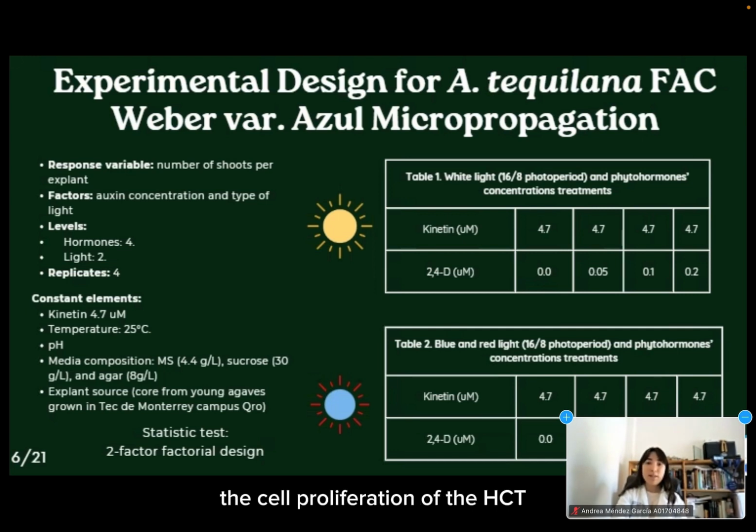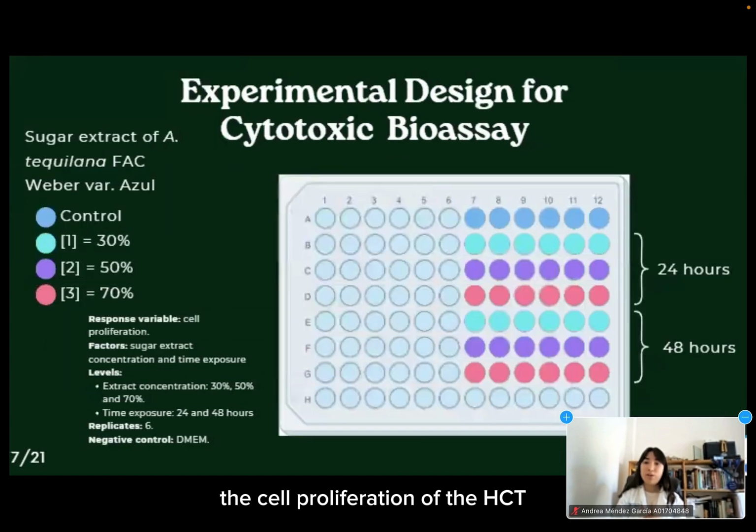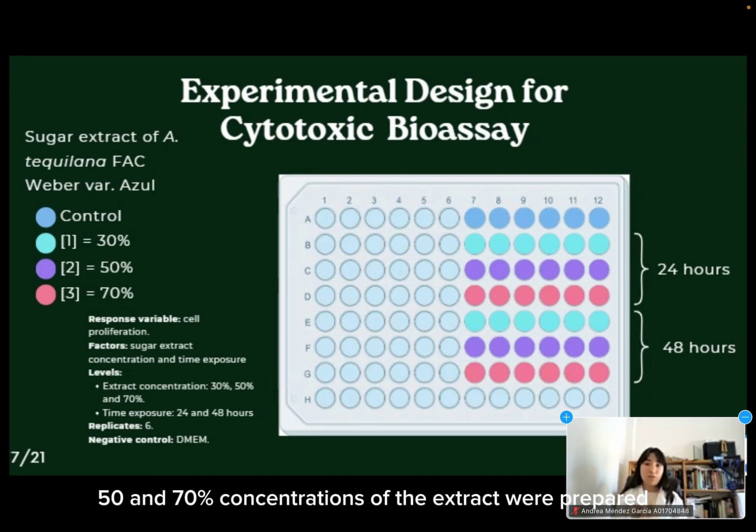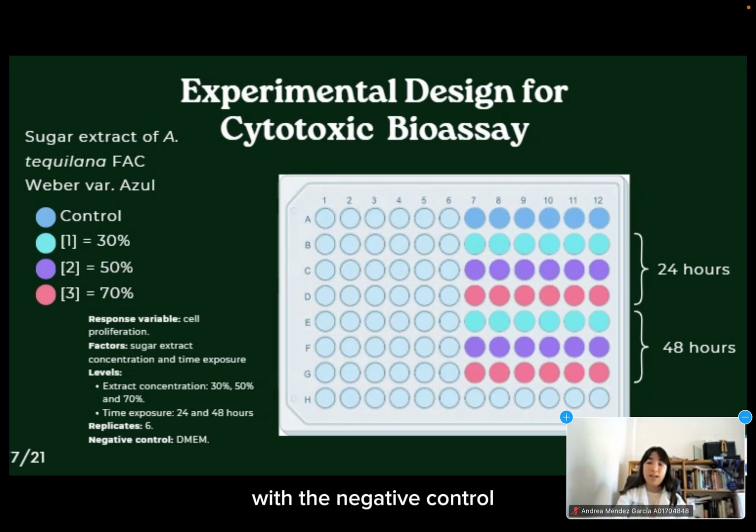Meanwhile, to evaluate the cell proliferation of the HCT116 cell line under different concentrations of the agave tequilana extract for a different amount of time exposure, 30, 50, and 70% concentrations of the extract were prepared and put in contact with the cells for 24 and 48 hours. The normal proliferation effect will be evaluated with the negative control, which contained only cells and media.